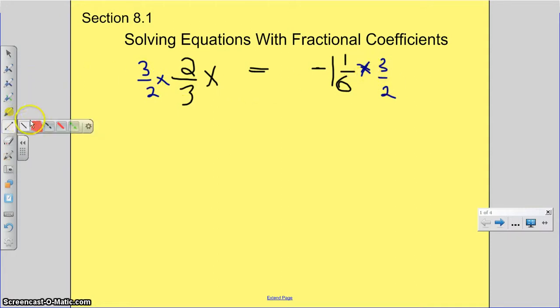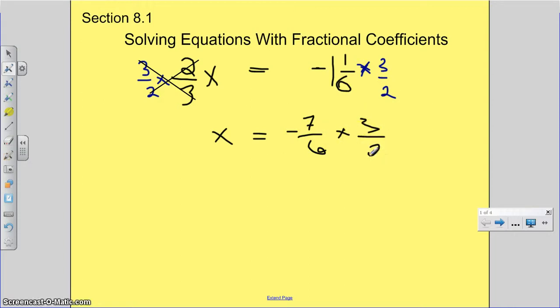And the beauty of multiplying by a reciprocal is that it cancels fully. So that's gone and that's gone, and there's what we want. We want x, right, by itself. So we're going to convert this into negative 7 over 6. And we're going to multiply then by 3 over 2. So there's no changes required if you multiply by that reciprocal.